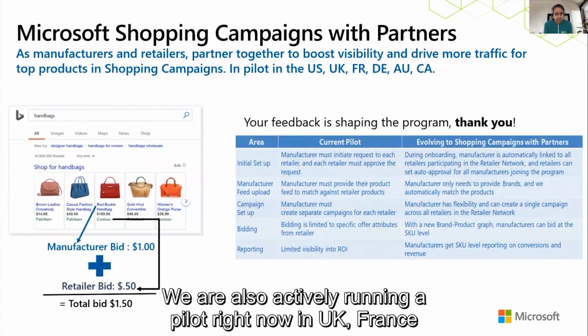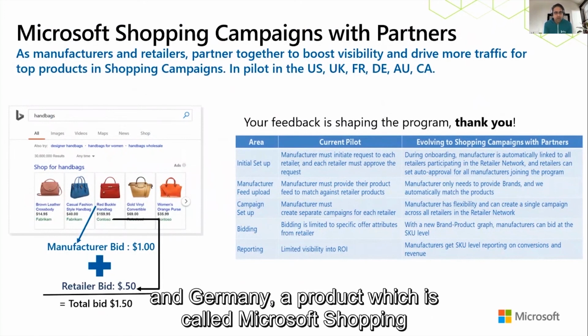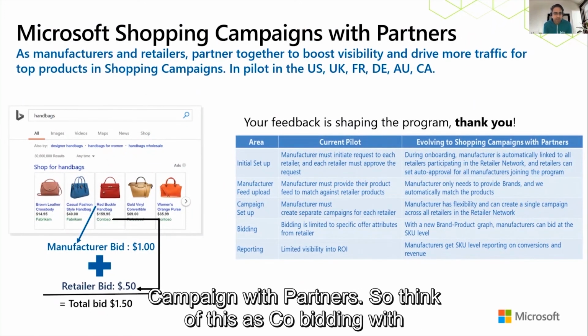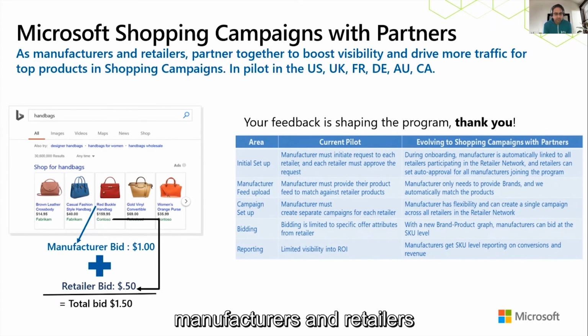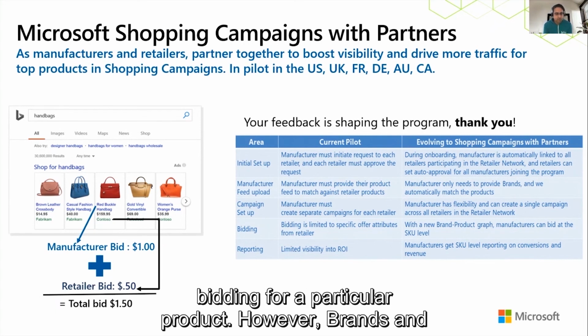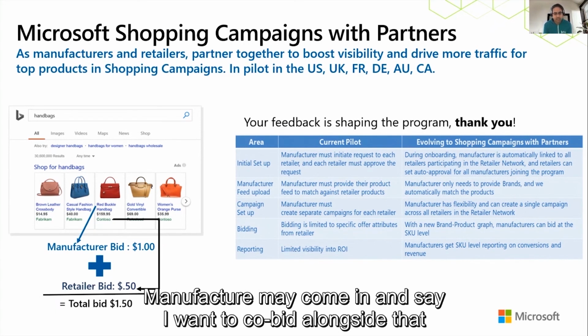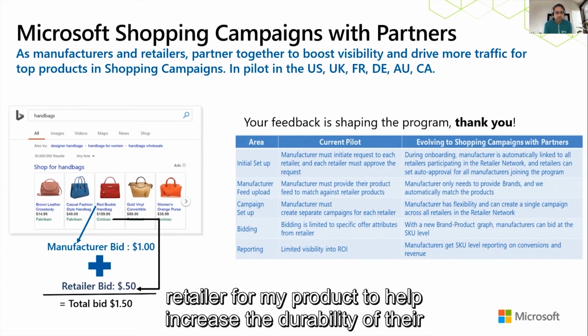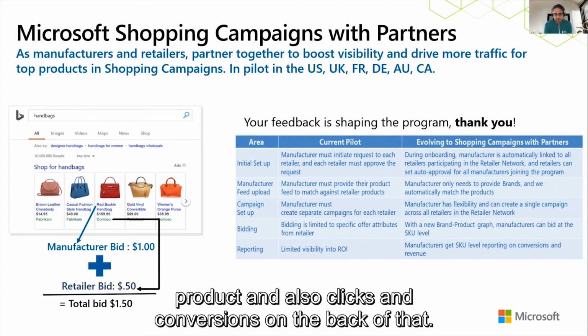We're also actively running a pilot right now in UK, France, and Germany, a product which is called Microsoft Shopping Campaign with partners. So think of this as co-bidding with manufacturers and retailers together. In this example, retailers are bidding for a particular product. However, a brand and manufacturer may come in and say, I want to co-bid alongside that retailer for my products to help increase the viewability of their product and also clicks and conversions on the back of that.